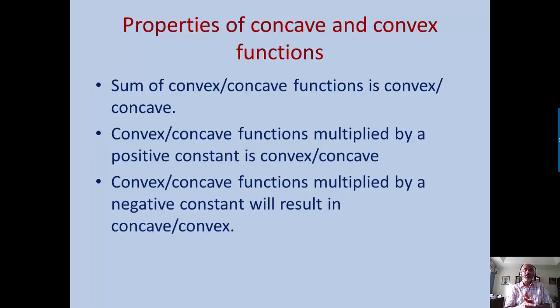Some other properties: if you sum concave functions, the resulting function is concave. If you sum convex functions, the resulting function is convex. And if you multiply functions of the same type with a positive constant, then the resulting function is of the same type. Convex means convex, concave means concave. Also, if you multiply a convex or a concave function with a negative constant, then the opposite will happen. Convex will become concave, concave will become convex.